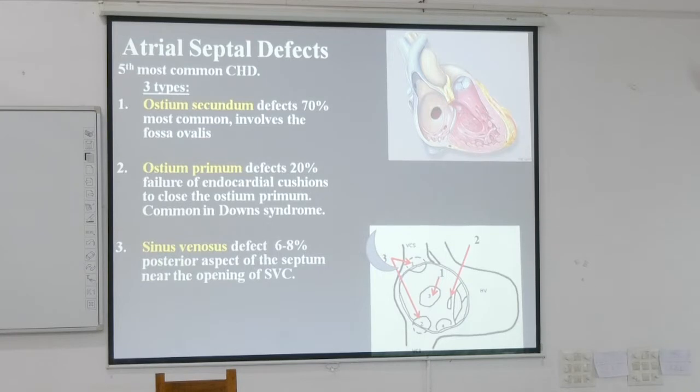Now we have a defect in this. That means we have a hole present within this septum, which is present between the right and left atrium. This atrial septal defect is one of the commonest cardiac problems which you are going to deal with. In short, we call it ASD.